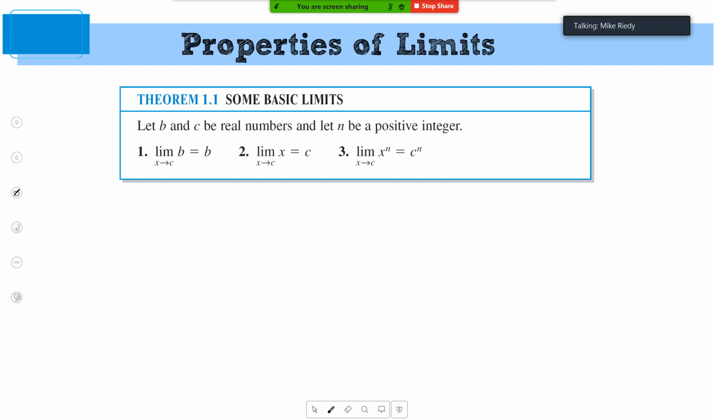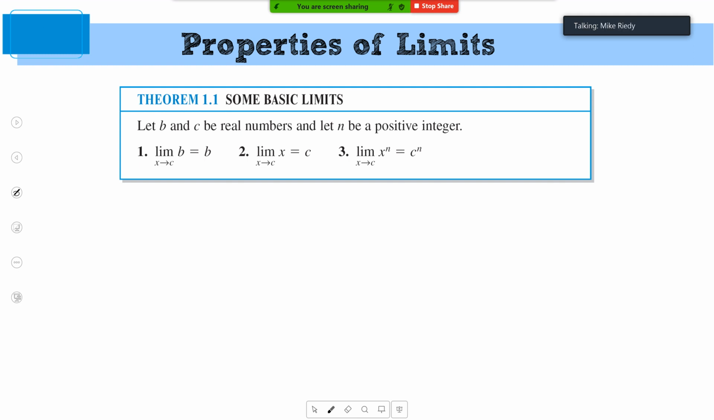Okay, so let's talk about these and how kind of common sense they are. If we have a function b, where b represents some number, so we have an equation like y equals 4, what can you tell me about the equation y equals 4?